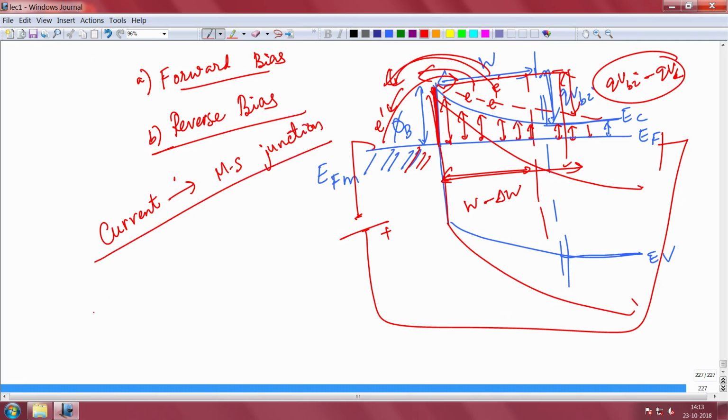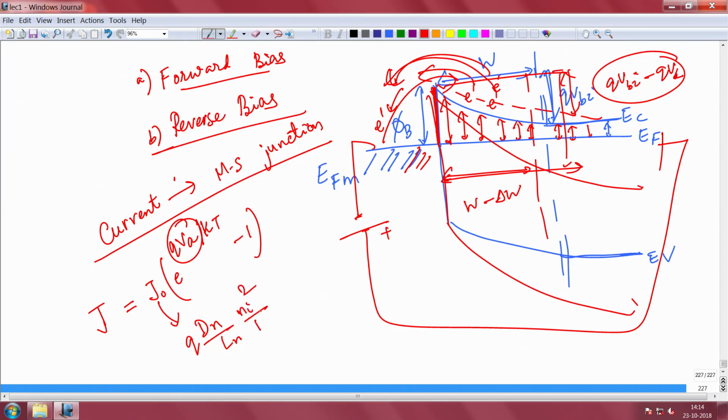If you recall, in a PN junction ideal diode, the current density across the semiconductor PN junction is given by J naught times e to the power qVa by kT minus 1, where Va was the applied voltage. And this J naught was something like q times Dn by Ln times Ni squared by Na, plus Dp by Lp times Ni squared by Nd, if you remember that, right. And this Ni squared depended on band gap; it was proportional to e to the power minus Eg by kT. So all these things to remember, right.